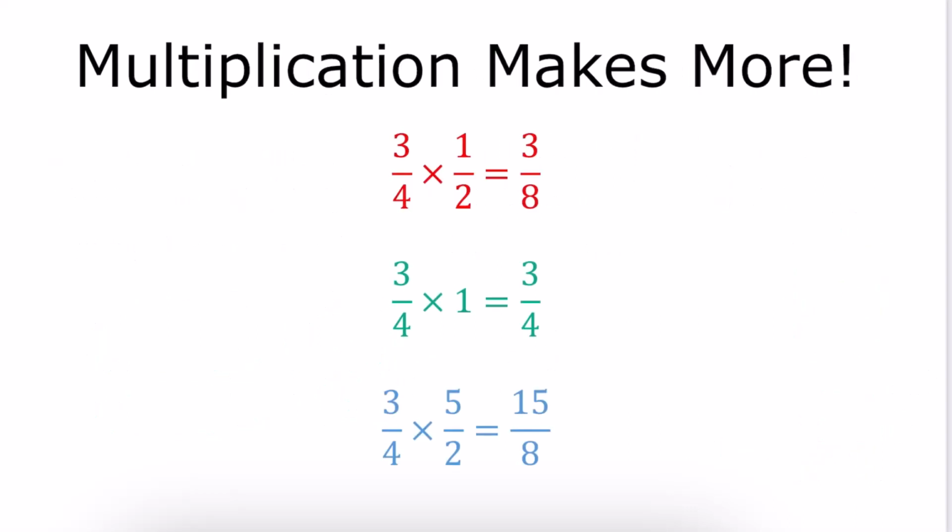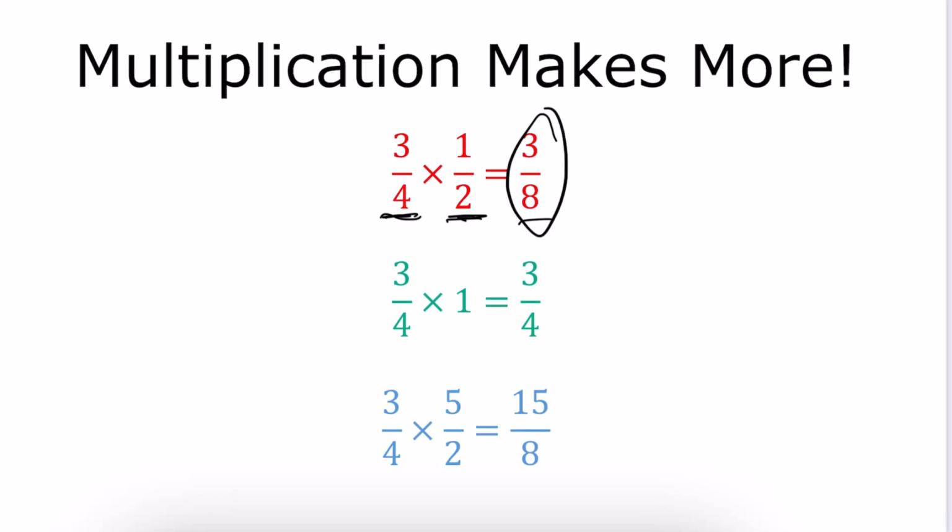And one of the things that you'll want to discuss with your students is the idea that multiplication makes more. Because when you are working with whole numbers, this is a true statement. Like if you do 3 times 2, you're going to get 6, which is more than either one of those numbers. But when you multiply by fractions, this is not the case. Because if you do 3/4 times 1/2 and you get 3/8, well, 3/8 is smaller than 3/4 or a half. And this is because you're finding a half of a group of 3/4.